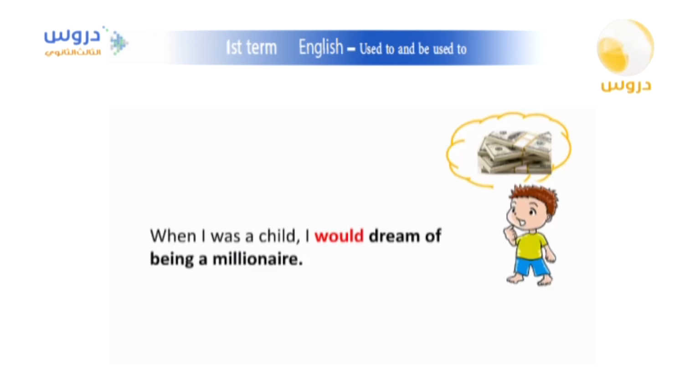Okay, so we will talk now about would, which is for a repeated action in the past. When I was a child, like this child, I would dream of being a millionaire. I would dream of being a millionaire.